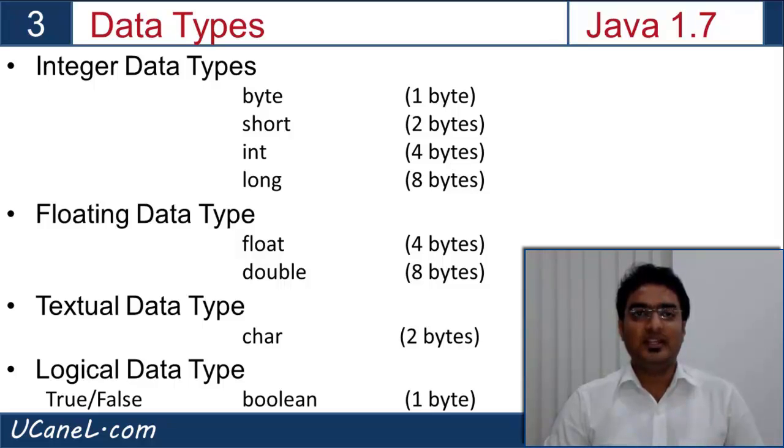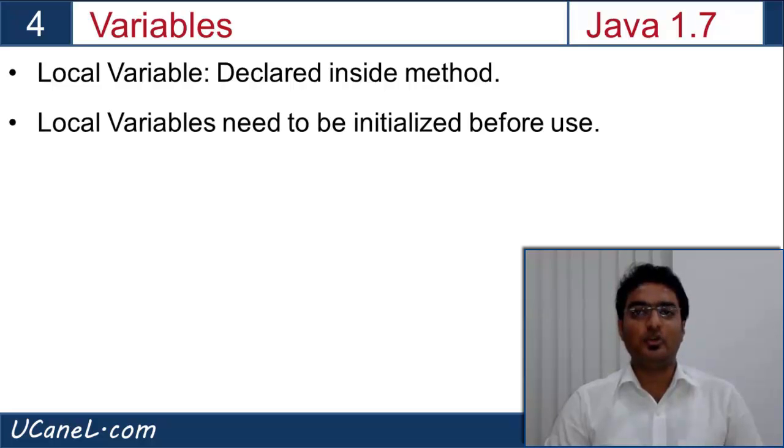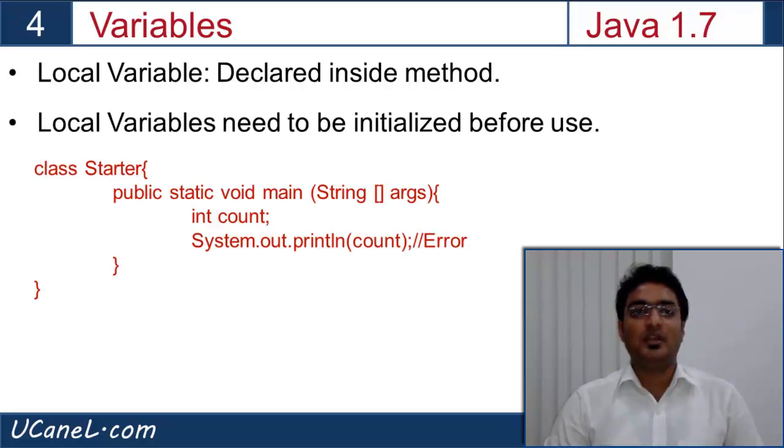If a variable is declared inside a method, then it is called a local variable and it must be initialized before use. As you can see in this code, we are trying to print count without initializing. This will result in a compilation error. The correct way to do this is as follows; this code will display output as 100.